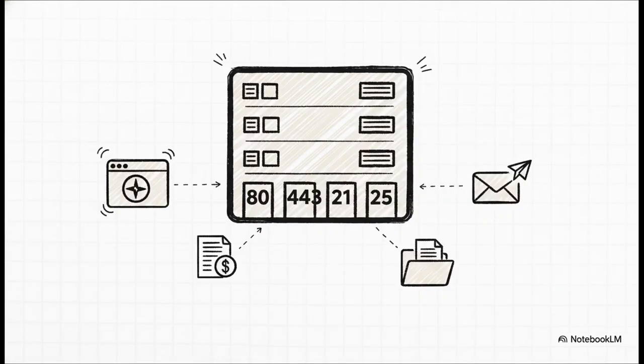And what's really cool is that there are standard, well-known port numbers for common things. For example, regular web traffic almost always goes to port 80, and secure web traffic goes to 443. This standardization is what lets your browser just connect to a website automatically without you having to figure anything out.